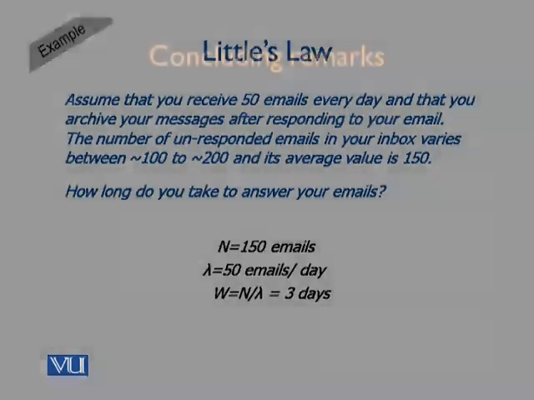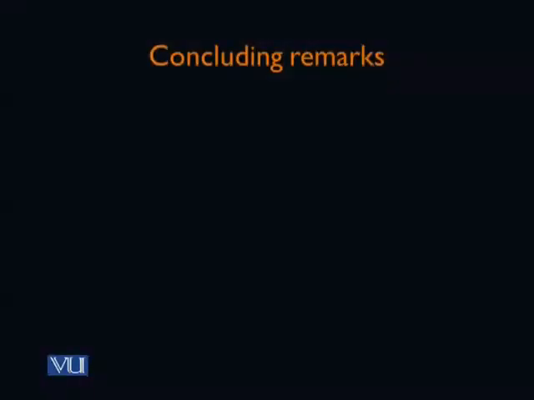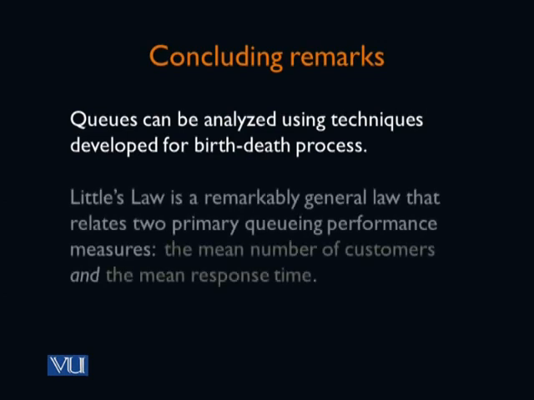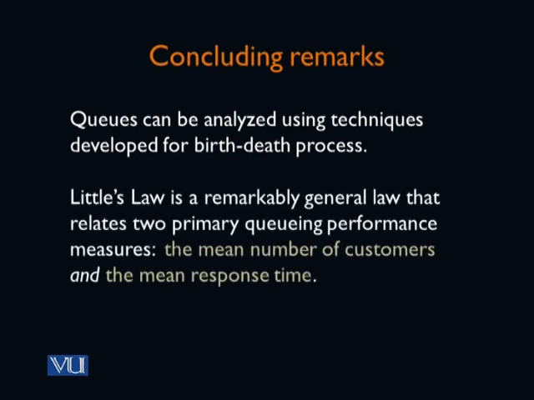Okay, now let me wrap up this session by telling you the salient points that we've discussed today. We've seen that queues can be characterized by birth-death processes, and even more simply, we can express queues by birth-death processes with constant arrival rates and constant service rates. We'll be using this to develop particular queues in coming sessions, and we've also seen that Little's law is a remarkably general law that relates to primary queuing performance measures, the mean number of customers and the mean response time.